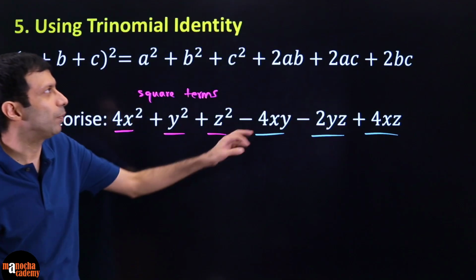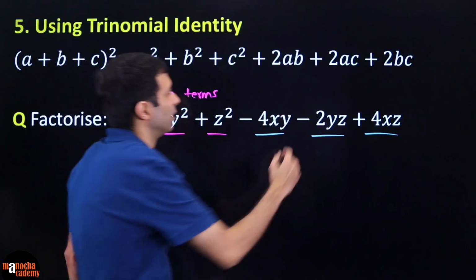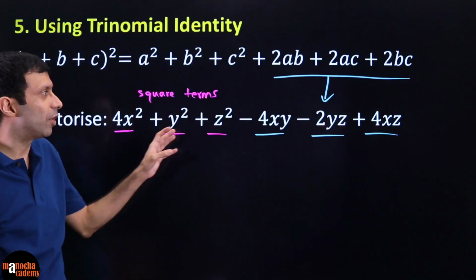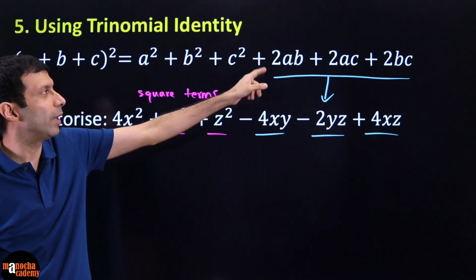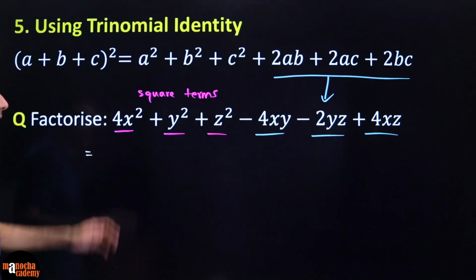And these guys seem to be all your 2ab, 2ac, 2bc, these kind of terms, right? So this part seems to be matching with this part. So the main thing to confirm is, does the pattern match? Is it following that 2ab, 2ac, 2bc? Please check it. So let's start by writing this stuff.